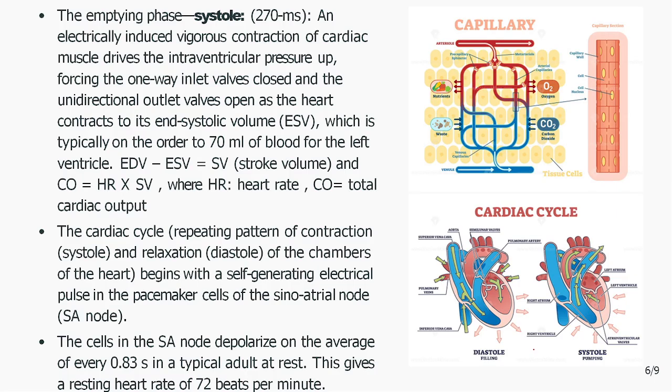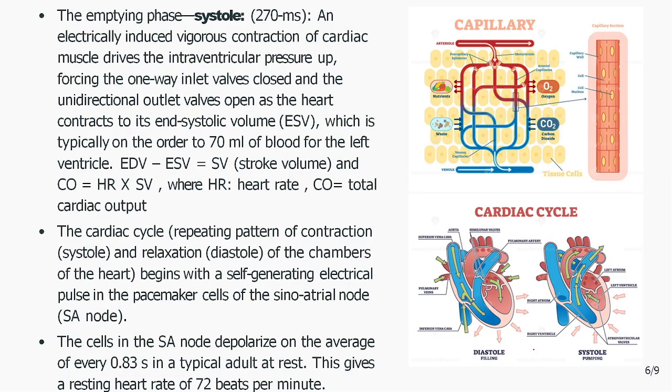This contraction of the cardiac muscles drives the intraventricular pressure up, which forces the one-way inlet valves closed, and the unidirectional outlet valves, as we have discussed, the pulmonary and aortic valves, open as the heart contracts to its end systolic volume. End diastolic volume is 140 milliliters.